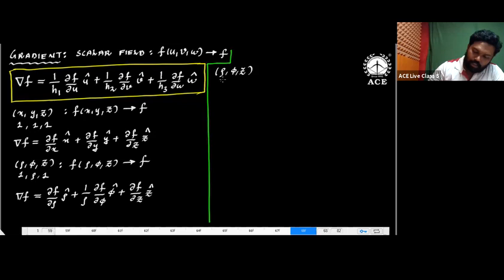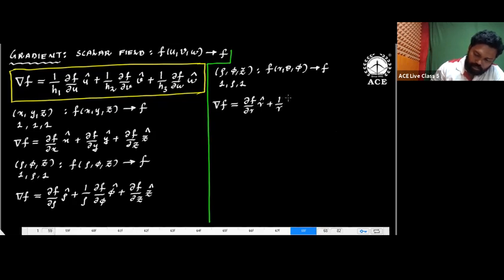The scaling factors are 1, r, r sin theta. The scalar here is f of r, theta, phi. I'll represent the scalar with f. So the gradient of f is ∂f/∂r r cap plus 1/r ∂f/∂theta theta cap plus 1/(r sin theta) ∂f/∂phi phi cap. That is all the story.